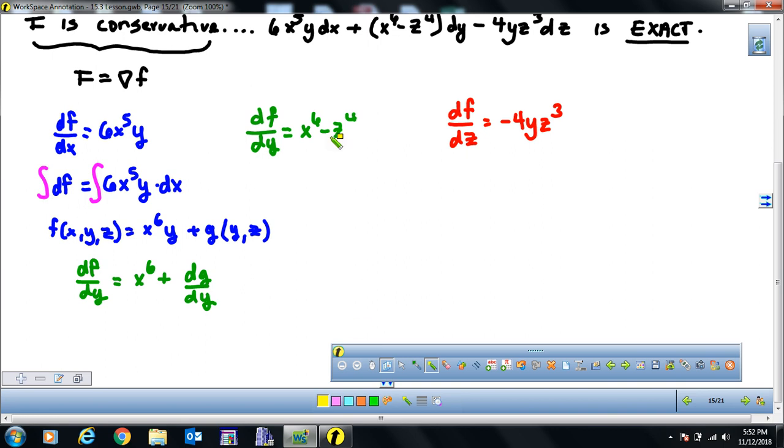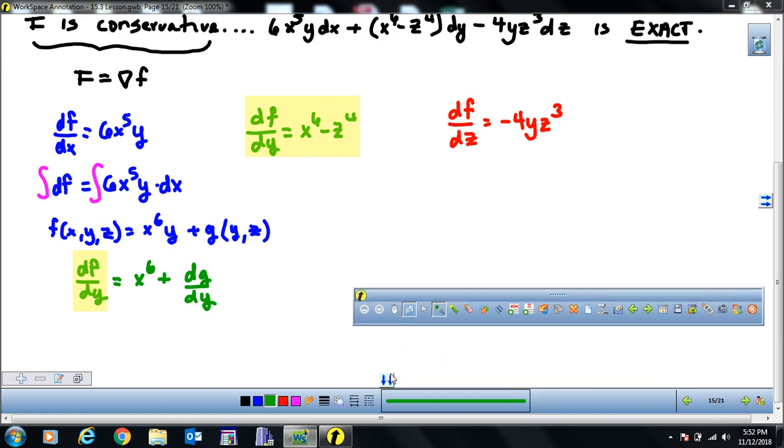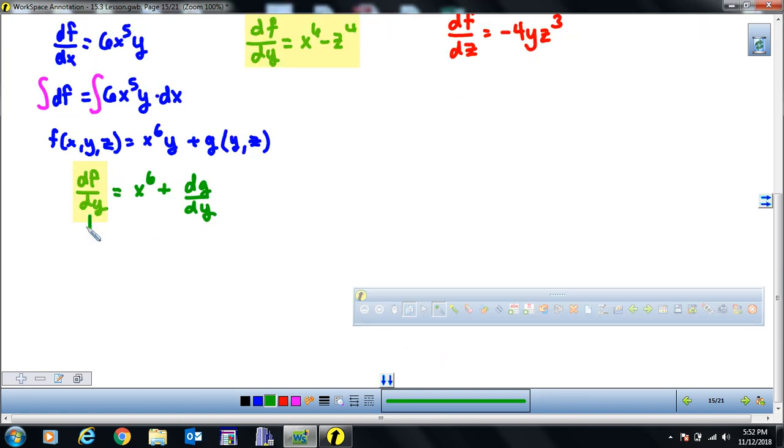And we know that this equals this, so we can substitute it back into the derivative of f with respect to y there, and we are left with x to the 6th minus z to the 4th equals x to the 6th plus the derivative of some function g with respect to y. So then we can say that the derivative of g with respect to y equals negative z to the 4th power.